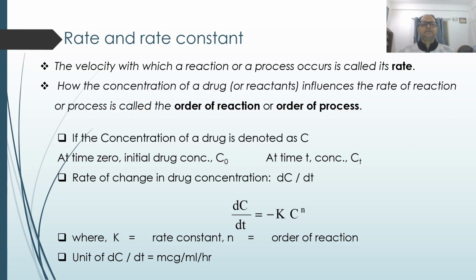Rate of reaction is nothing but the velocity with which a reaction or a process occurs, and how the concentration of the drug or reactant influences the rate of reaction or process is called the order of reaction or order of process.